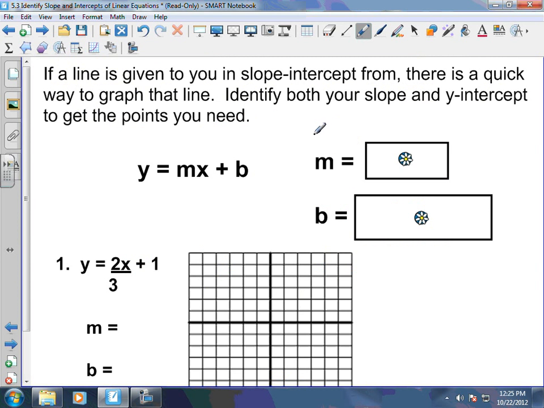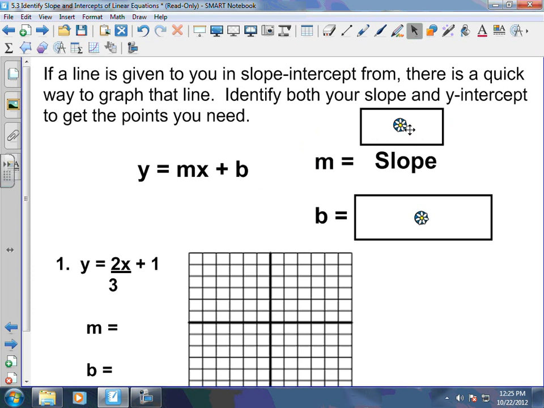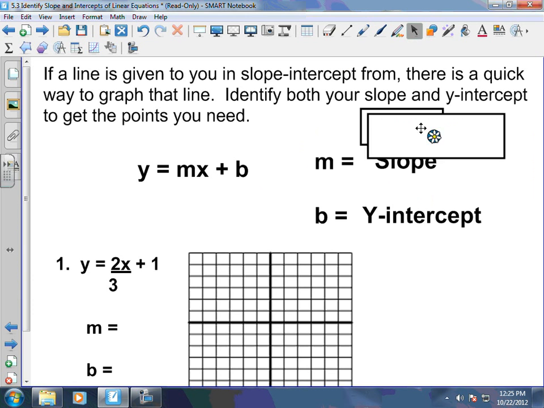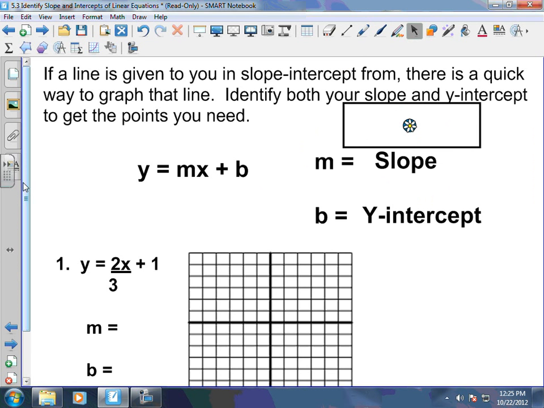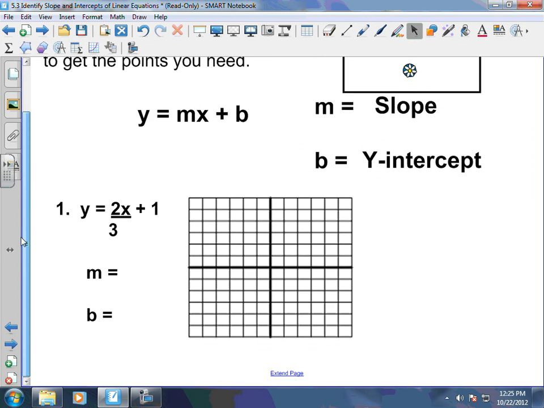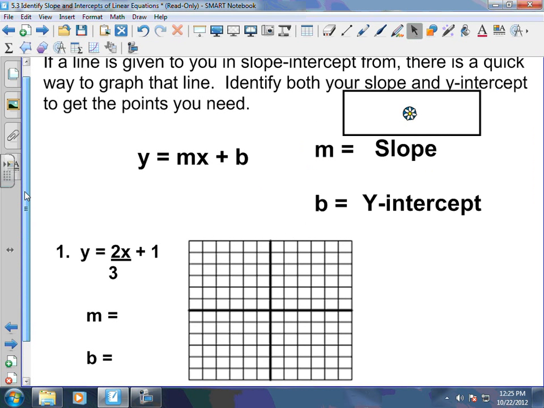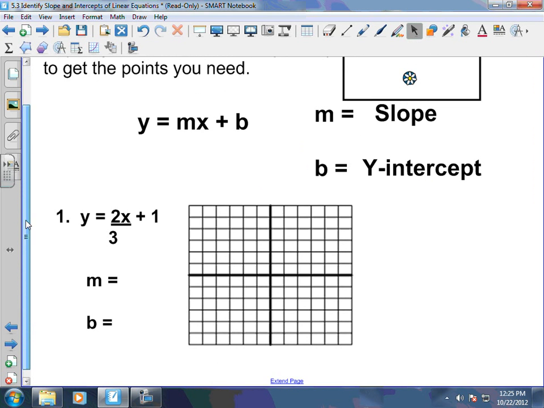Okay, so for today's lesson, if a line is given to you in an equation and it's in slope-intercept form, we can graph that line quickly by identifying your slope and your y-intercept, and we can get the points we need to graph the line. M is slope. B is y-intercept. So if we identify our slope and our y-intercept, we can graph the line.